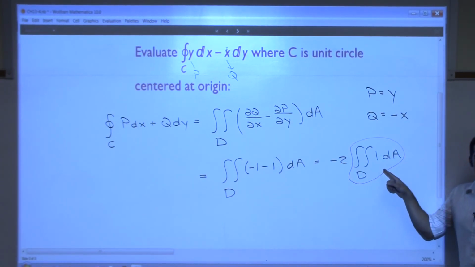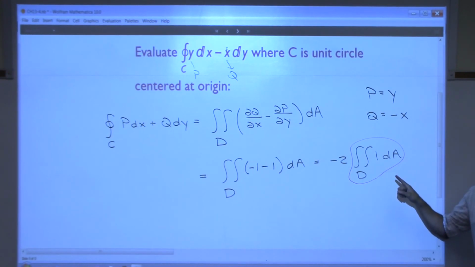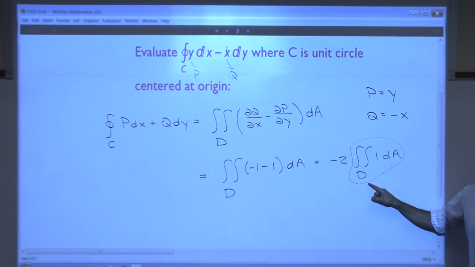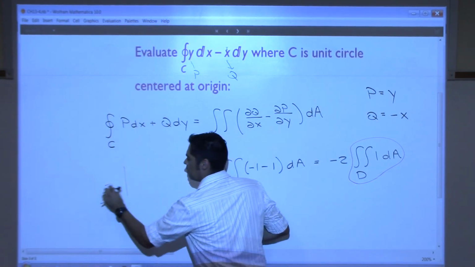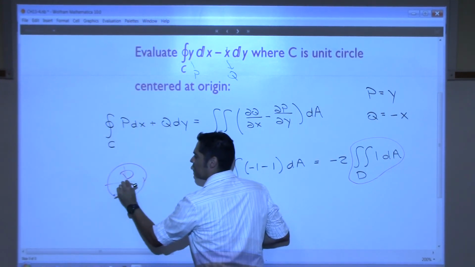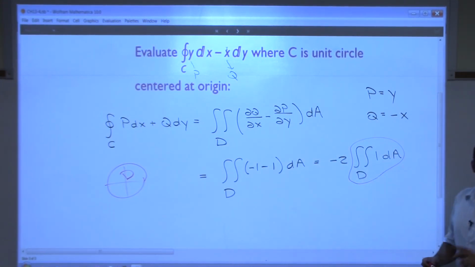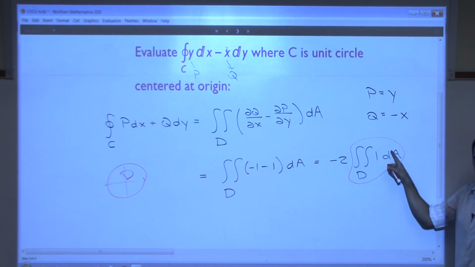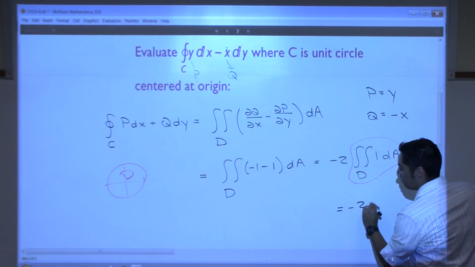That's the area, right? Remember, there's a very special property. The double integral of 1 is the area of D. What was D? The unit circle. What's the area of the unit circle? Pi r squared. What's the radius of the unit circle? 1. So what is this then? Pi. The answer is negative 2 pi.